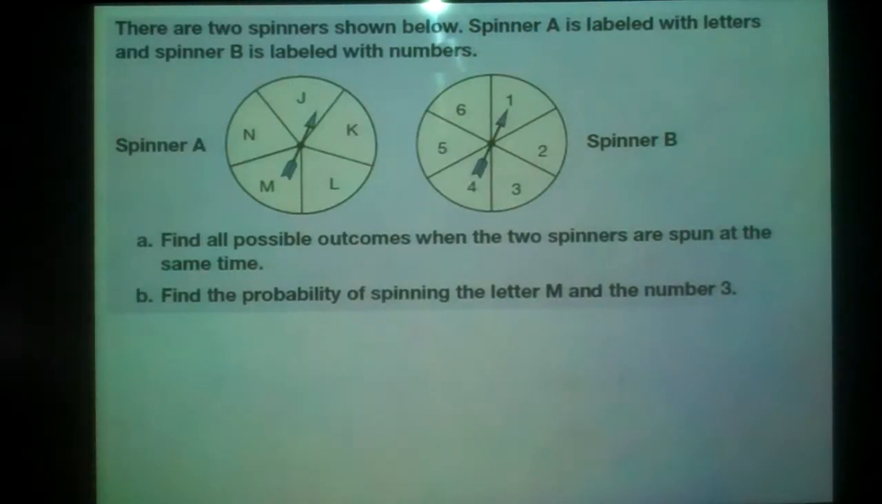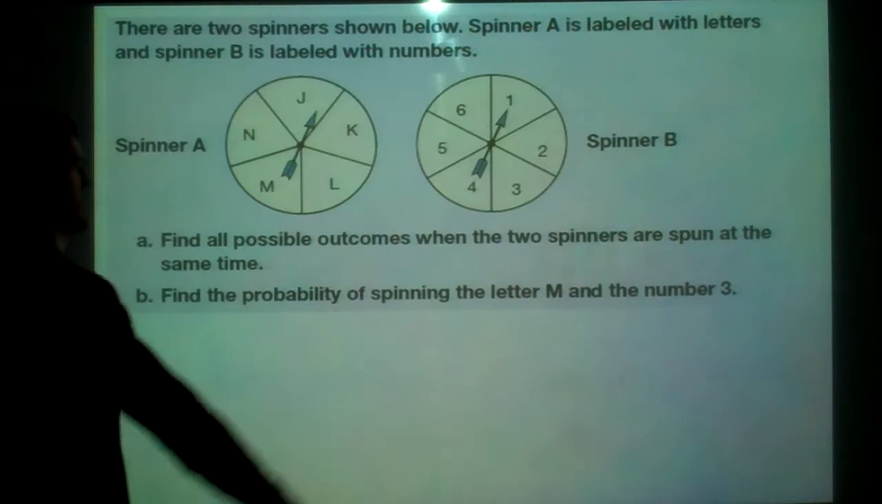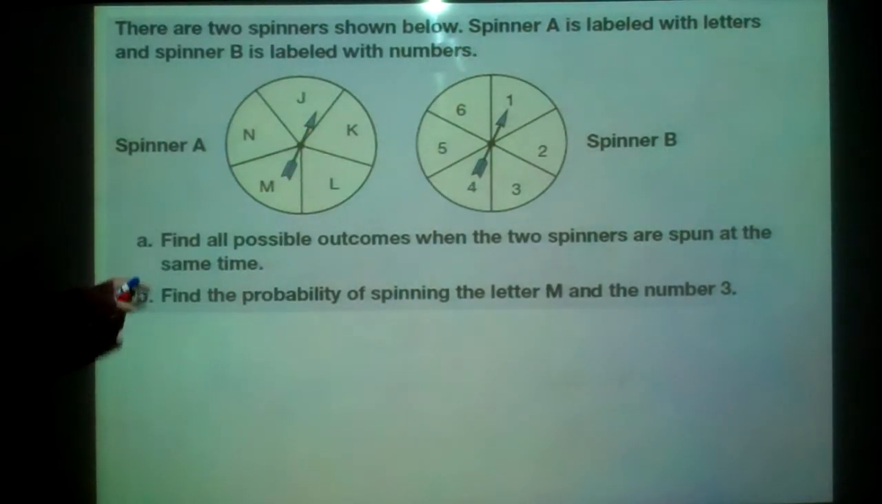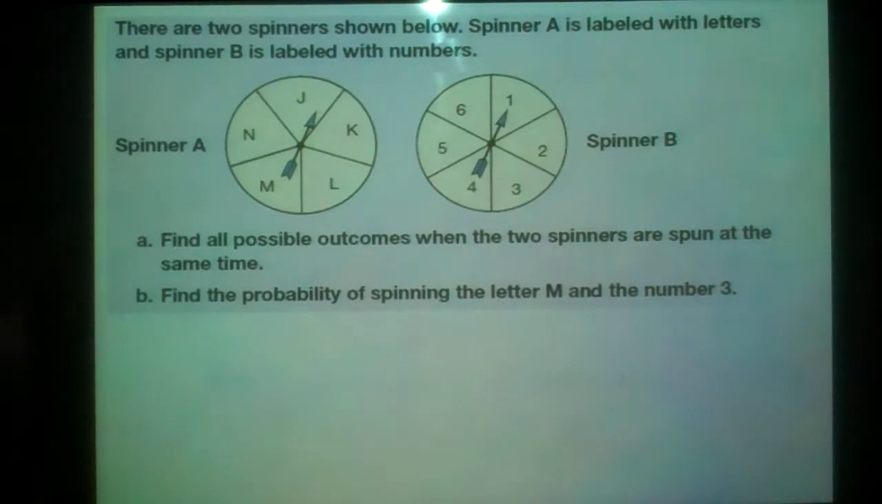Alright, this is our last one here. This one's a little more involved. We've got two spinners shown. We have spinner A with letters and spinner B has numbers. So we've got 6 numbers here, 5 letters here. And it wants us to find all possible outcomes when the two spinners are spun at the same time. And we want to find the probability of spinning the letter M and the number 3.